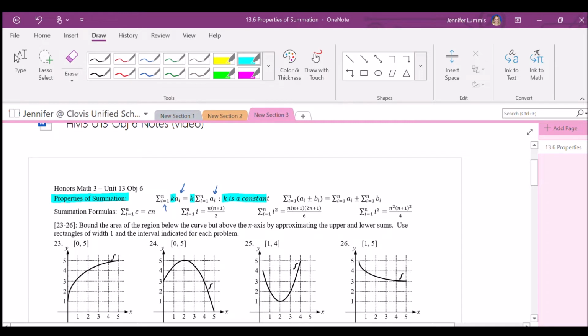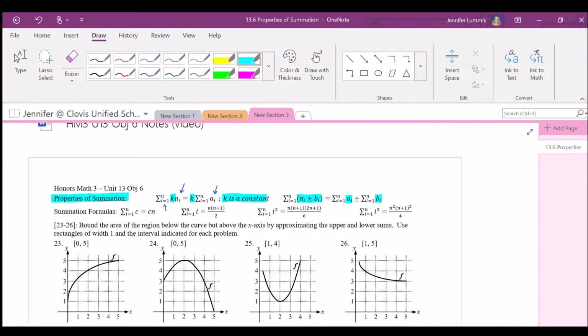In the second property of summation, we see the sum of two i terms can be split up into the sum of each term individually. And that does work for sum or difference.